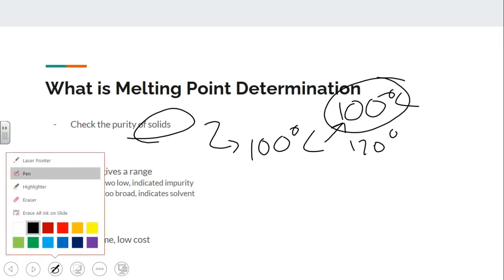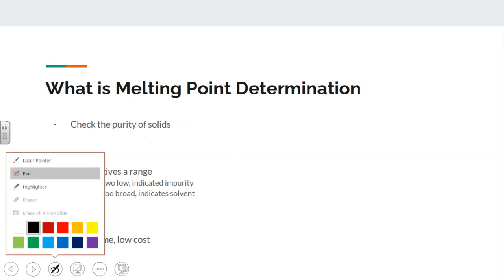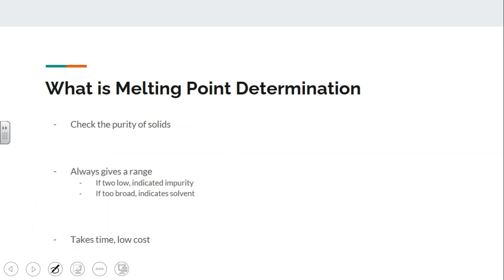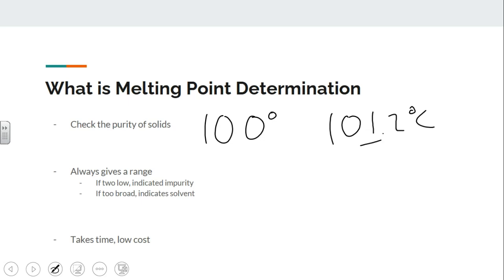The other thing we can tell is that if we come up with a melting point of 100 degrees Celsius, and we look up the literature melting point and find that it is 101.2, we can make some conclusions about how pure that solid is. A solid that is 1 degree off is not necessarily that pure.